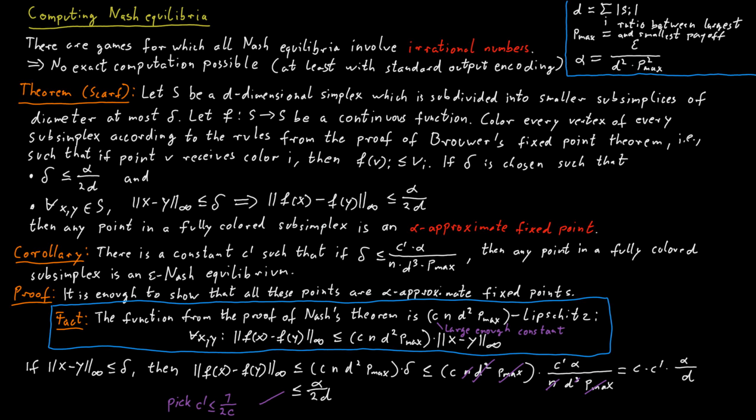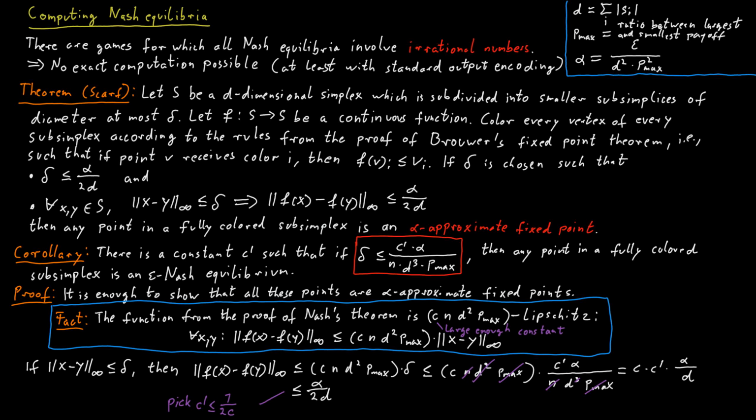And so this now gives us a concrete number where we know what the diameter of the simplices has to be. So the diameter of the simplices has to be less than c prime times alpha divided by n times d cubed times p max.